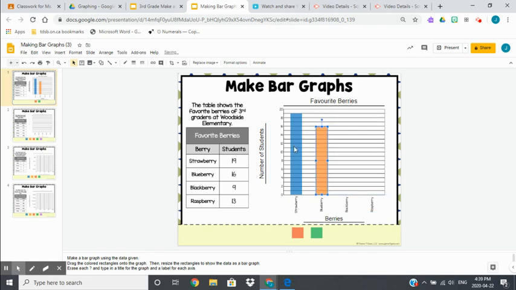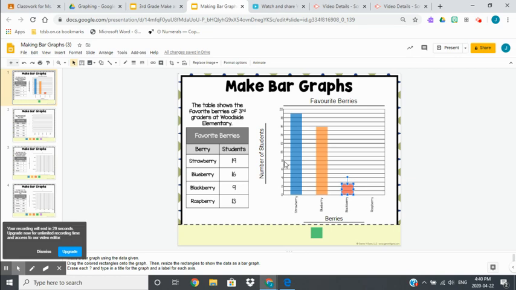Perfect. Double check that that says 16. Yep, looks good. I'm going to do blackberry next. 9 kids like blackberry. So bring up my bar. Place it right on top of blackberry, and I'm looking for 9. Again, there's no 9. So I'm going to be looking at the bar or the line in between 8 and 10. Here we go. There we go, and I think that's 9. I'm just going to follow it across.